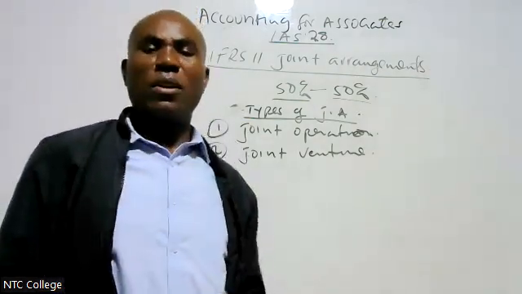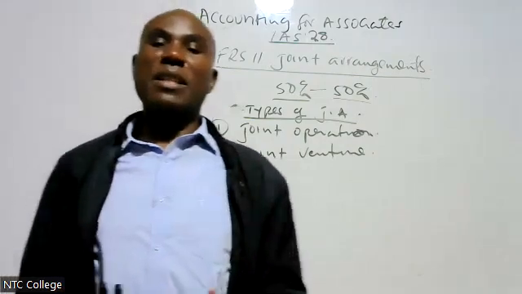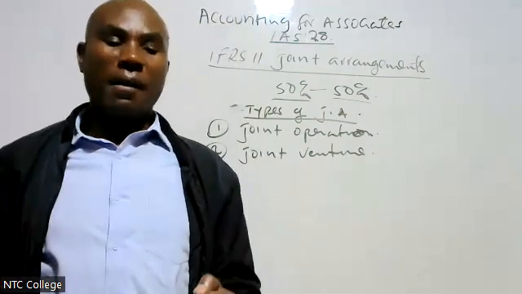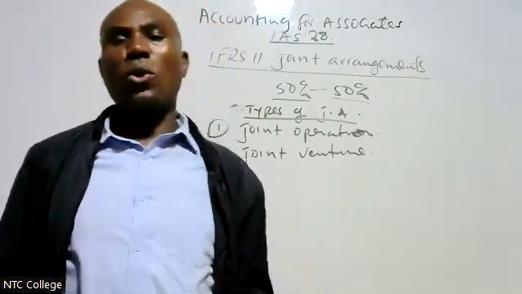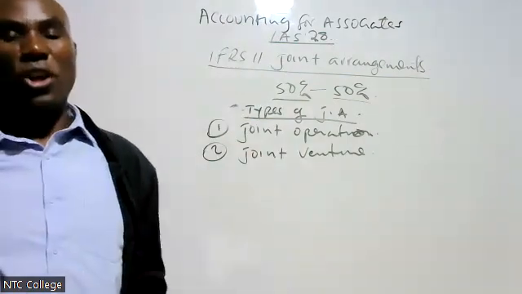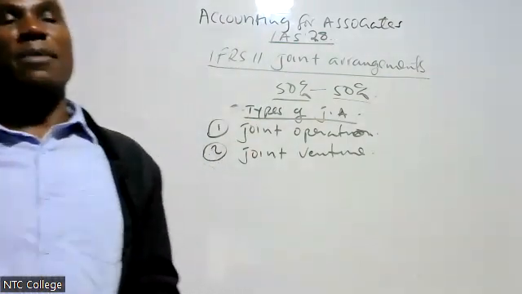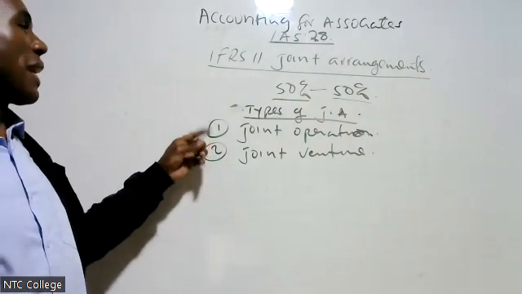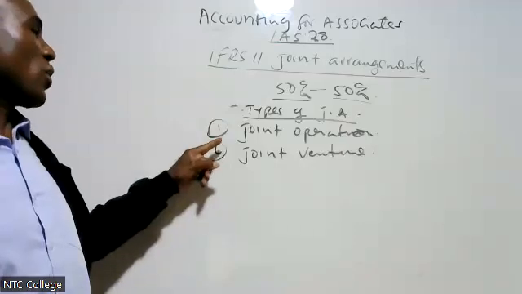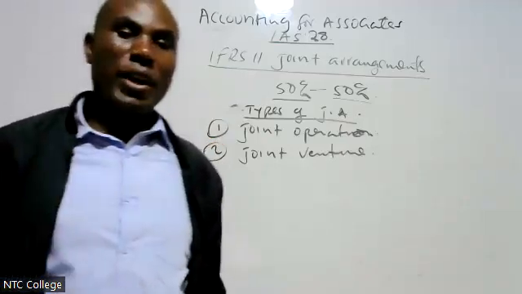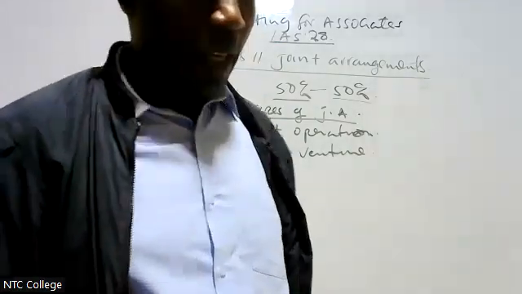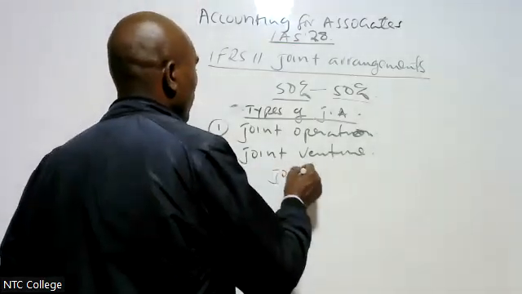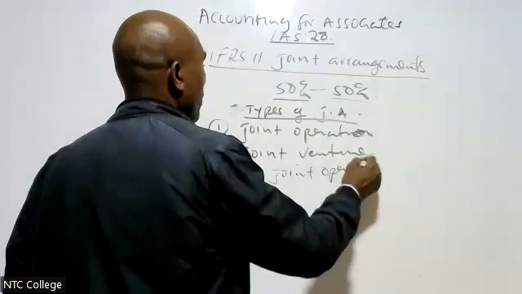To recap the meaning of joint arrangement: this is an arrangement of which two or more parties have joint control. There are two types: number one is joint operation, number two is joint venture. Let's start with joint operation.